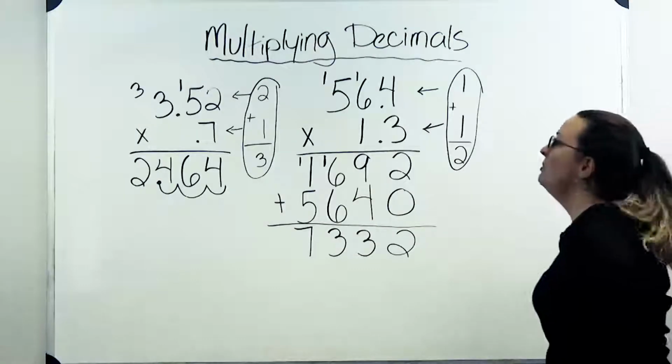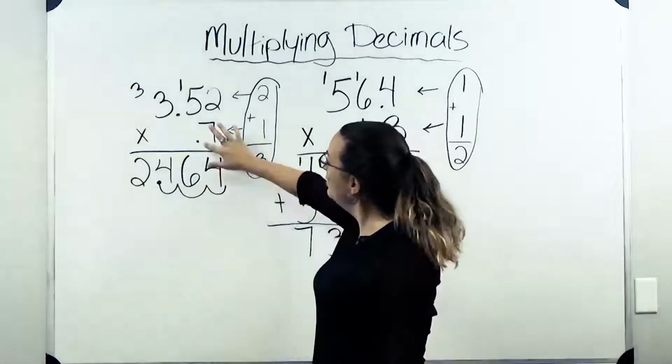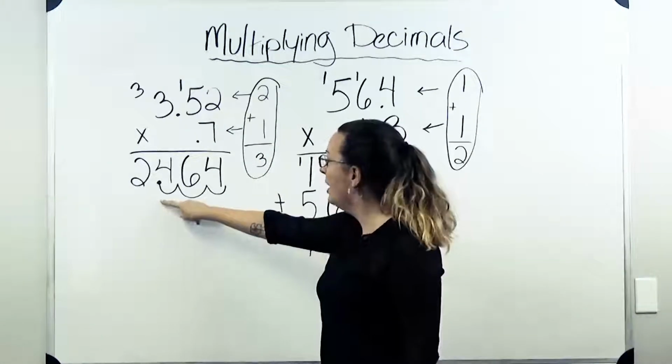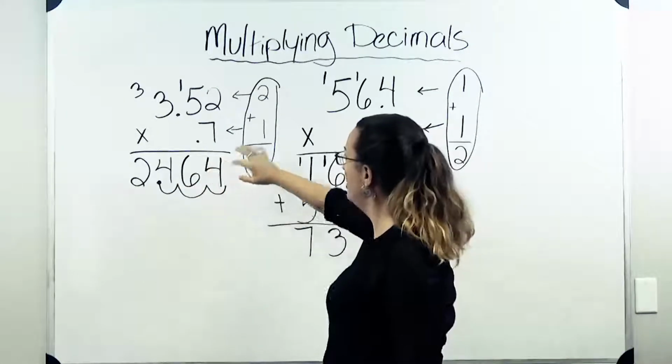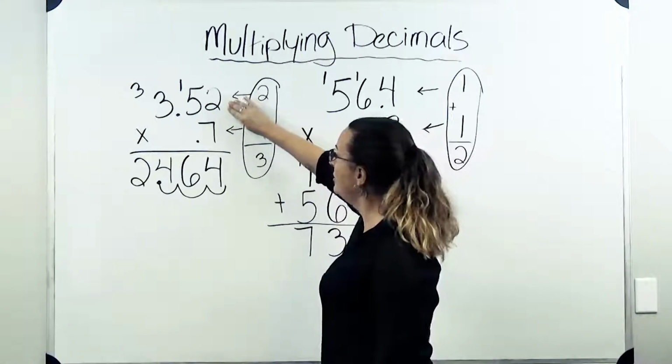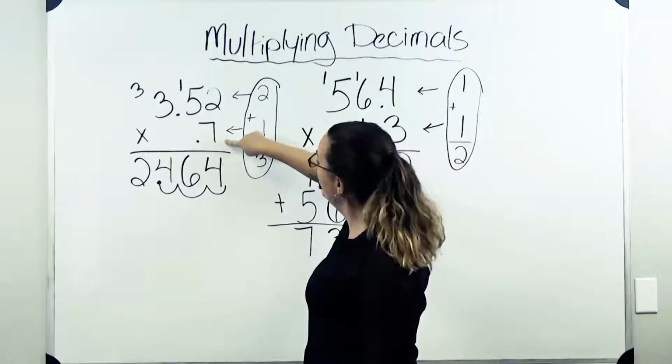When you're multiplying decimals, you multiply the numbers just like you would without the decimals there. Then you bring the decimal in at the very end of your product, or the answer to a multiplication sentence. So let's look at this example. We have 3 and 52 hundredths, and we're multiplying that times 7 tenths.